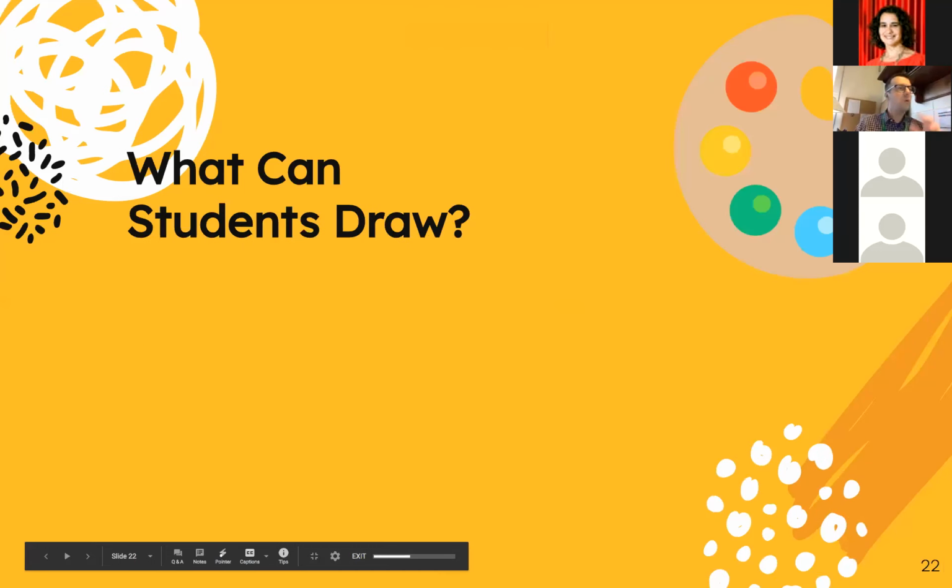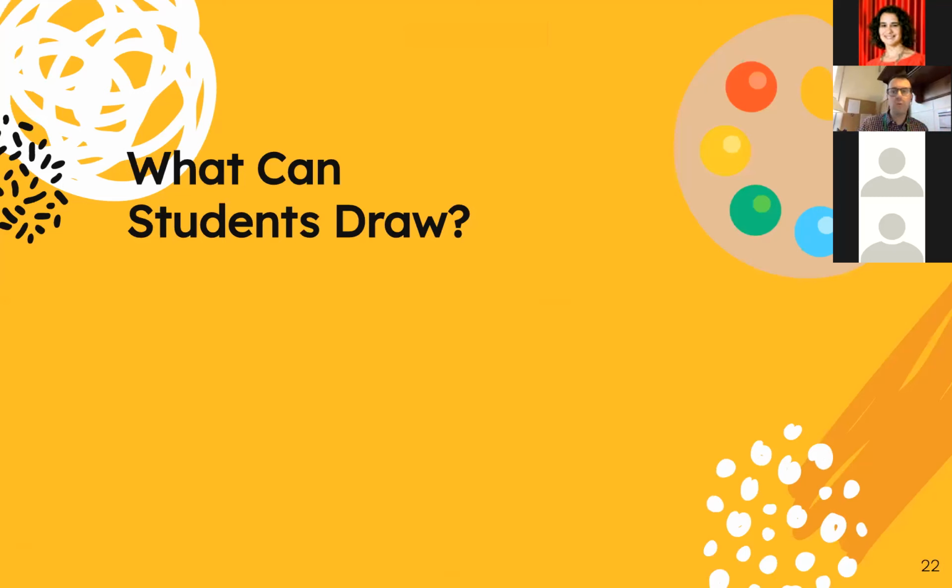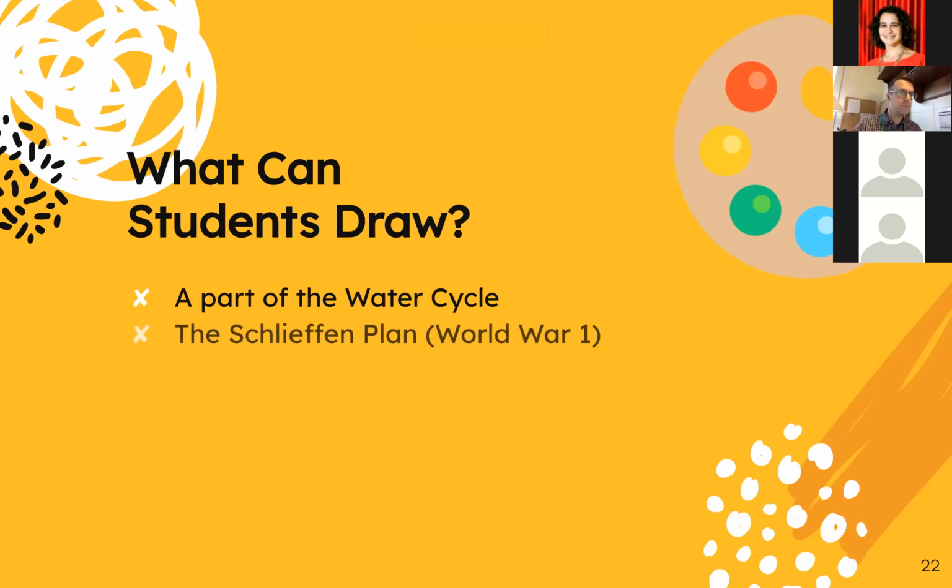All right. I just want to give you some ideas about what students can draw. This is great technology, right? This is so cool that you can do this AI stuff. But why? What would we have them draw? So I'm just going to throw out some ideas. A part of the water cycle, one of my favorite science concepts, right? The Schlieffen Plan in World War I. Pat yourself on the back if you know what that is. You remembered your high school history.